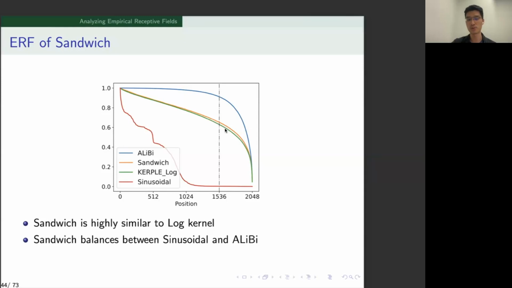But for the proposed two relative positional embedding methods, they put about 60% of all the gradient importance on the most recent tokens, but they still allocate a decent amount of attention or gradient to the earlier preceding tokens. But it's not as extreme as sinusoidal, where sinusoidal just completely looks at all the preceding tokens. But since it was not pre-trained to do so, it failed to extrapolate. We believe that the design of this log kernel and the relative sinusoidal sandwich is a pretty nice balance between the alibi method and the sinusoidal method.